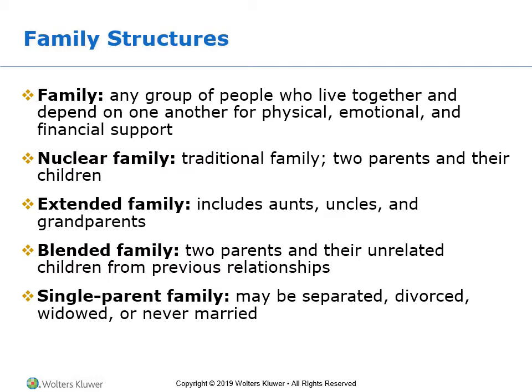So next we're talking about family structures and what the definitions of them are, okay? So family includes any group of people that live together and depend on one another for physical, emotional, and financial support. And remember, it doesn't say anything in there about them being related to each other, okay? Nuclear family is that traditional family, two parents and their kids. The extended family would include auntie, uncle, and grandparents. And a blended family would be two parents and their unrelated children from previous relationships. So the Brady Bunch. All right.